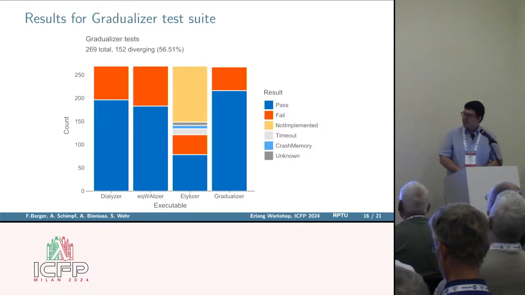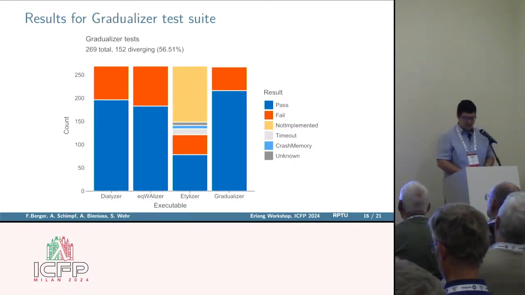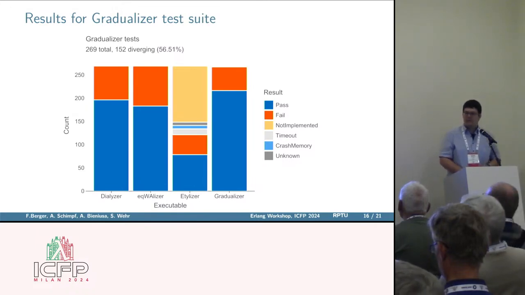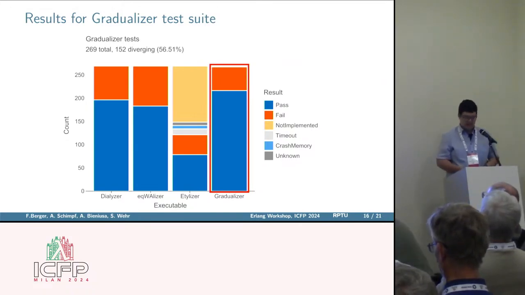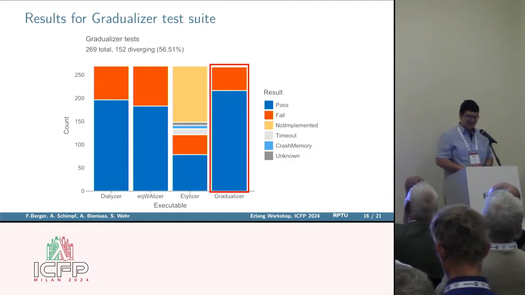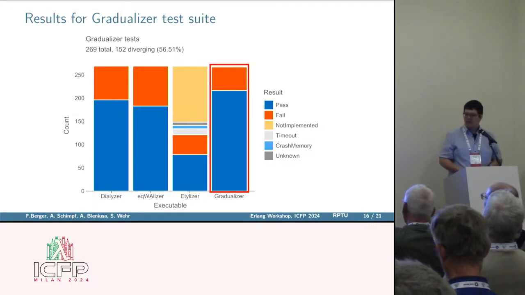And finally, the Gradualizer test suite. Again, no real surprises here. The previous observations have been mostly confirmed. We again see it performs best on its own suite with a noticeable amount of fails, but also still the least fails. Etylizer is technically about on the same level of hard fails, but the many not implemented cases and memory and timeout errors push it down a bit.